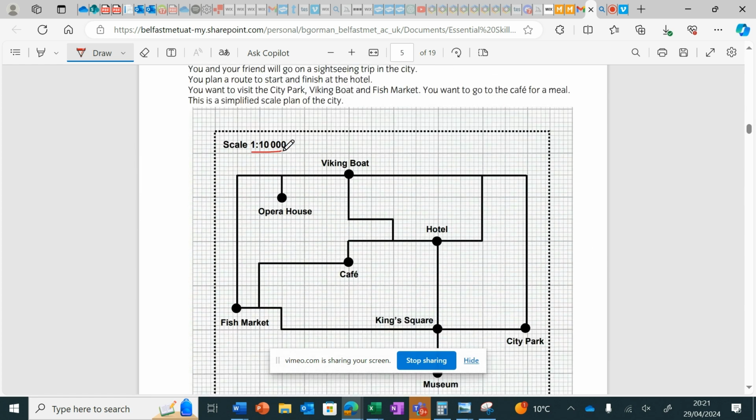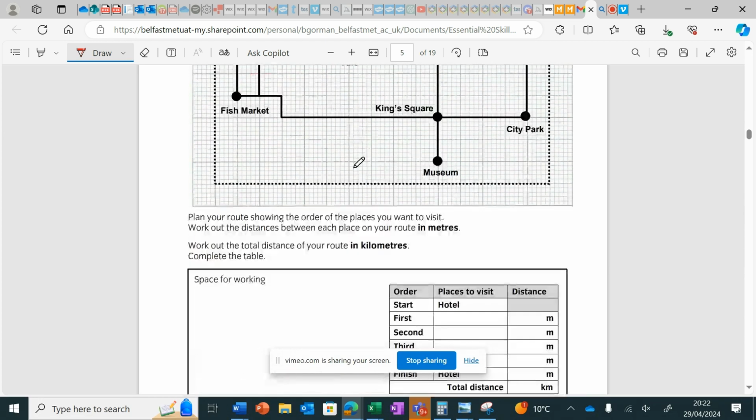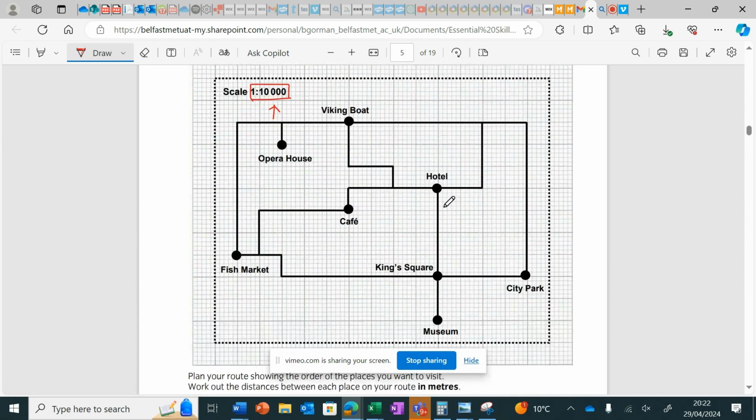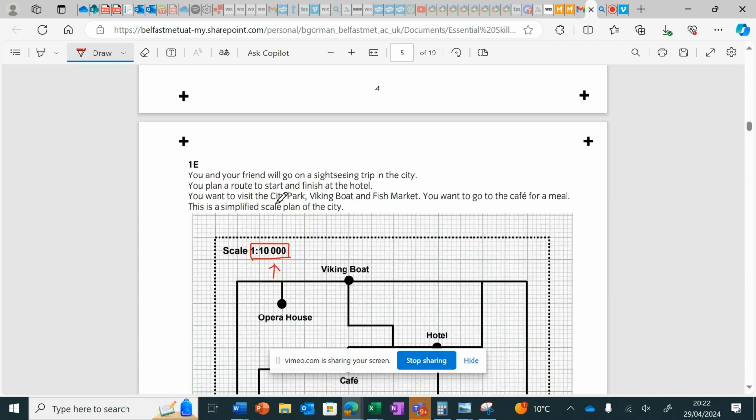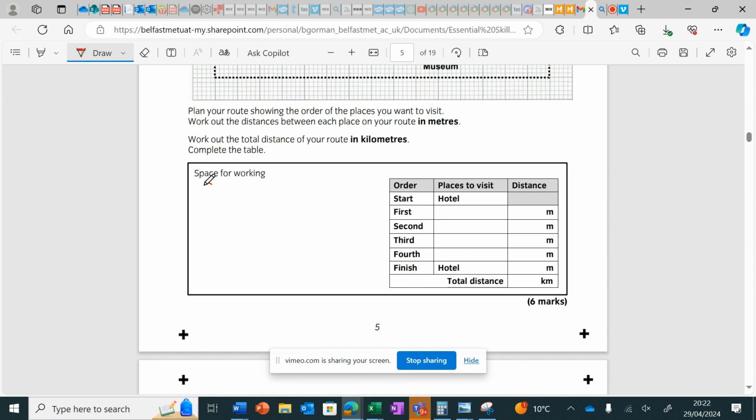Next, we have a scale, so it's 1 to 10,000. So this is the most important thing here. This means on paper, every centimeter we have here is worth 10,000 centimeters in the real world. So whatever measurement we do, we multiply it by 10,000. So then we plan our route. Start at the hotel, and the next place we go to is the city park, and that's it there. So I'm going to count the squares. You can use a ruler to count the squares. That's 1, 2, 3, 4, 5, 6, 7, 8 squares, which is 8 centimeters.